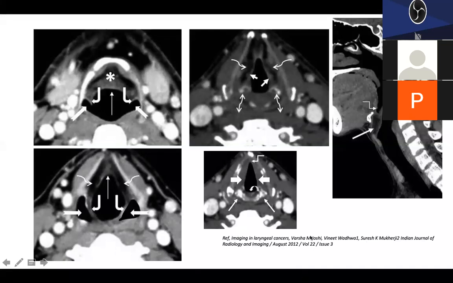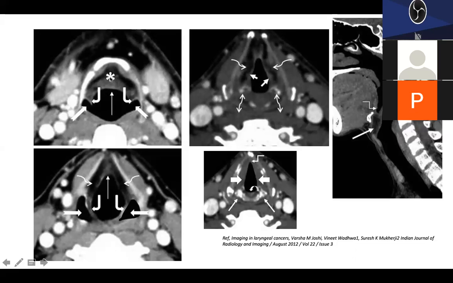These images are all taken from this article. So the first things that we should know: this is the epiglottis, obviously. In front of it, this black fat space that we are seeing is the pre-epiglottic space. Involvement of this space is very important to see, and it is very important in terms of planning therapy. This is best seen on the sagittal side.